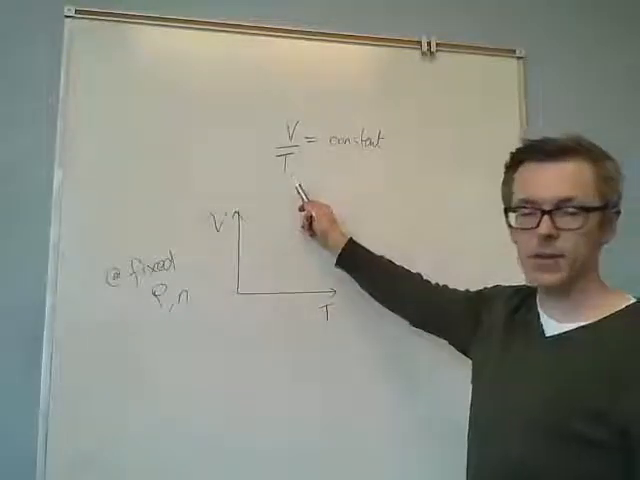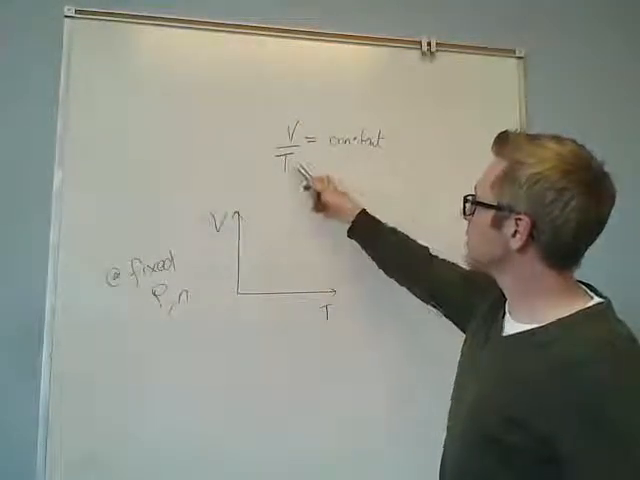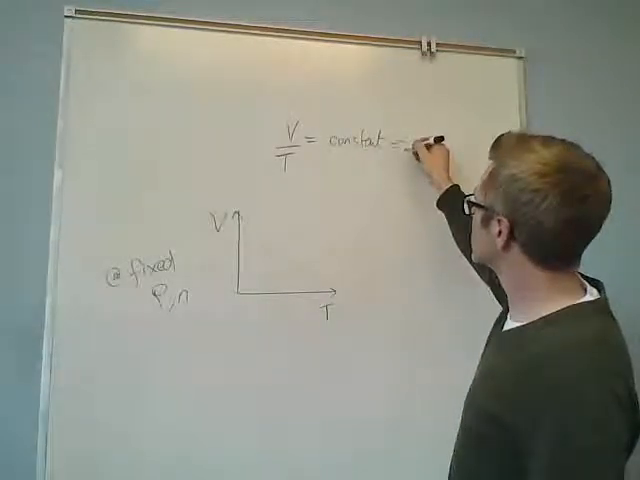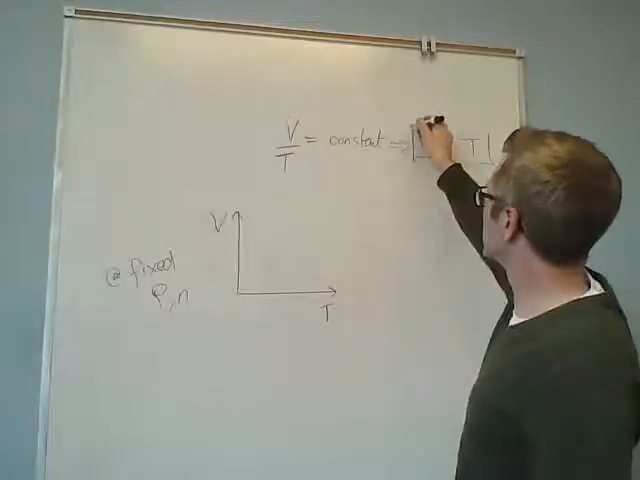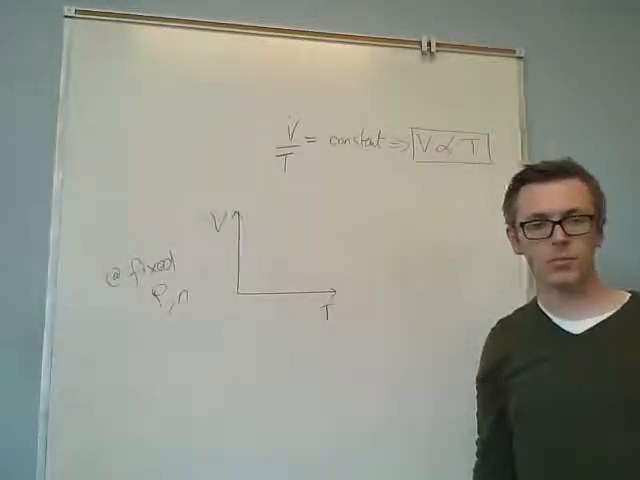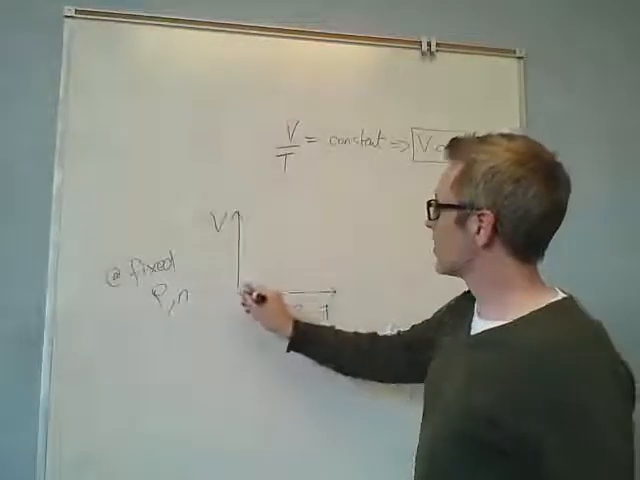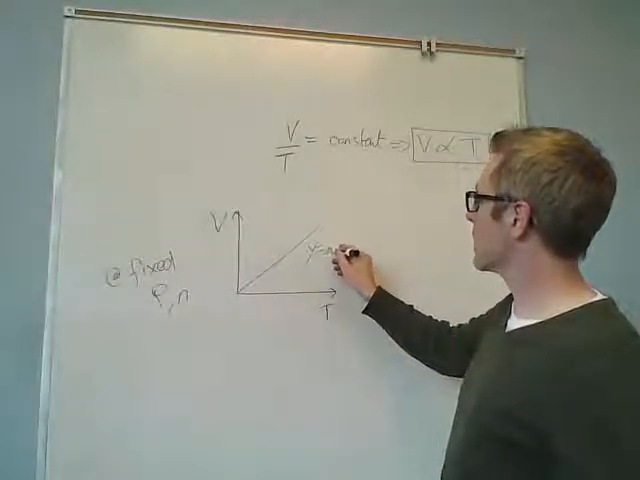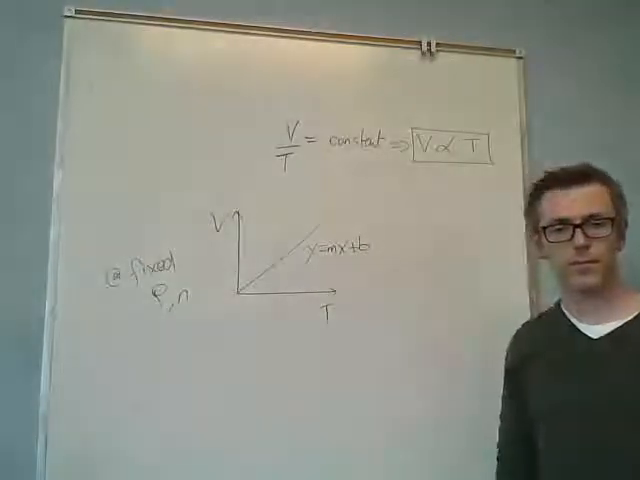Remember, T is in Kelvin. If we bring T over to the other side, if it's a denominator on the left, it will be a numerator on the right. We know that V is proportional to T. So it's a direct relationship. A direct relationship we know is a straight line. The y = mx + b equation.